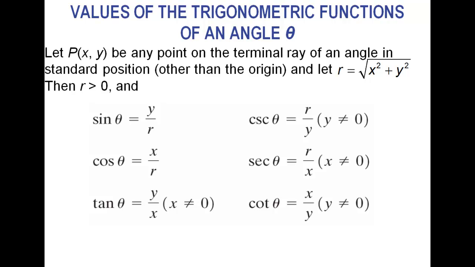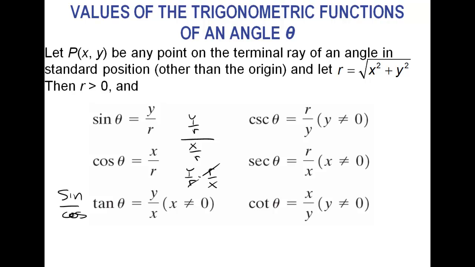This is still the same. It's still y over x, because if you do the algebra, remember this is sine over cosine, and if you write sine over cosine, you get y over r over x over r, and of course you flip and multiply, which gives you y over r times r over x. The r's cancel, and there's your y over x. Cosecant, right? 1 over sine, so you just flip it. 1 over cosine, you flip it. 1 over tangent, you flip it.